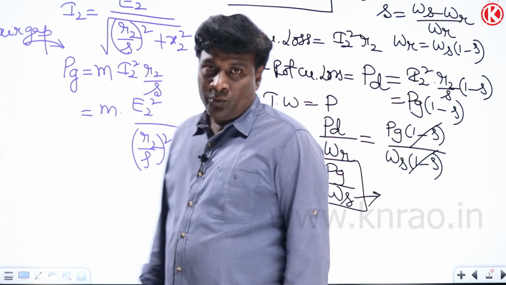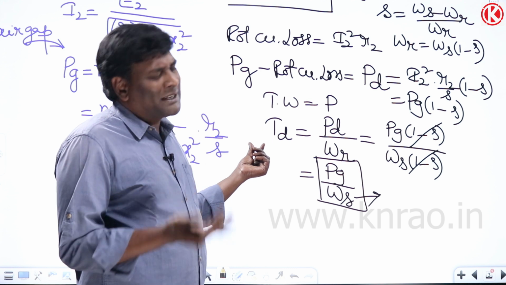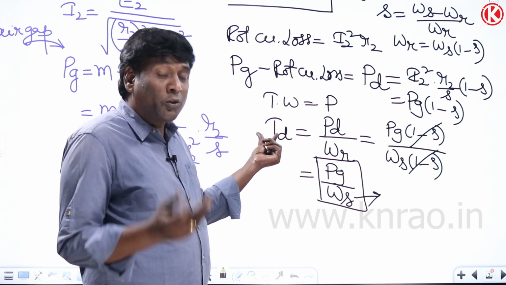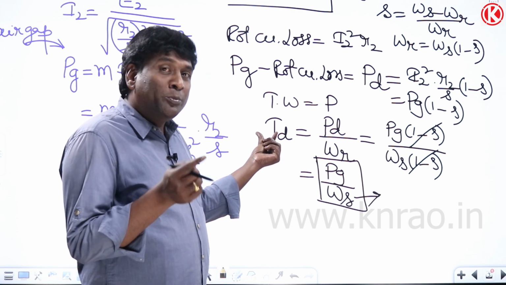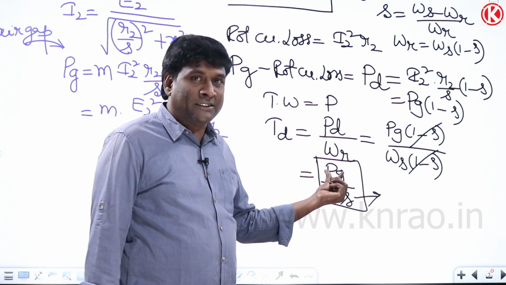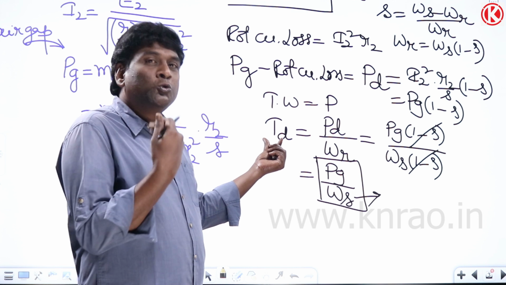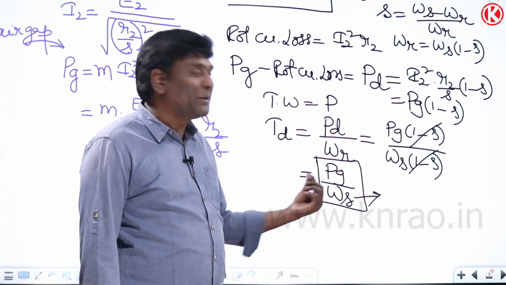Now if you want to calculate pull-out torque, or maximum torque, or stalling torque, everything is going to be the same. In order to calculate the maximum torque, we should be able to differentiate only PG or TD. My developed torque is going to be maximum when PG is going to be maximum. It is a sufficient condition because omega S is constant.